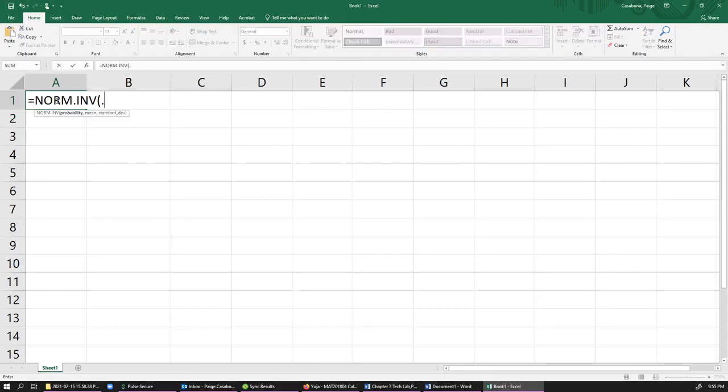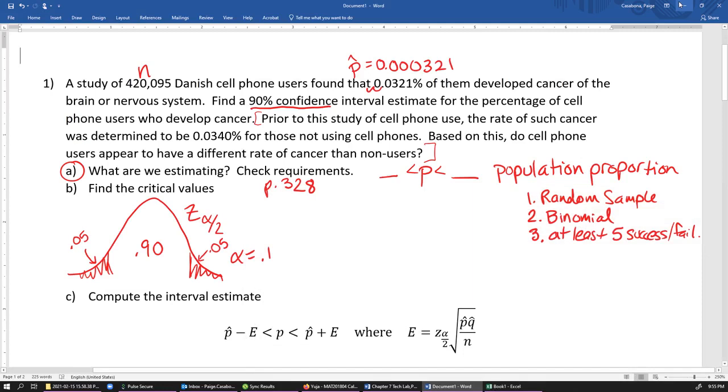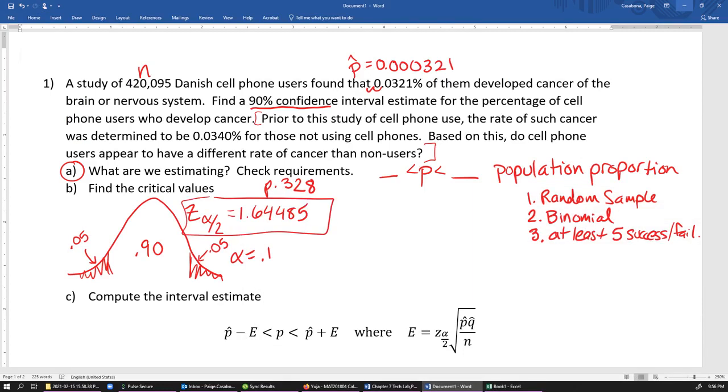I'm using the norm.inv function. The area to the left of my left critical value is 0.05. Then I'm using 0 as the mean and 1 as the standard deviation, since this is a standard normal curve. This is the negative value, the one on the left. The positive one would just be the same number, but with the opposite sign. So 1.64485 is really what I'm going to be using for my critical value in the calculation. Okay, so there's my critical value.